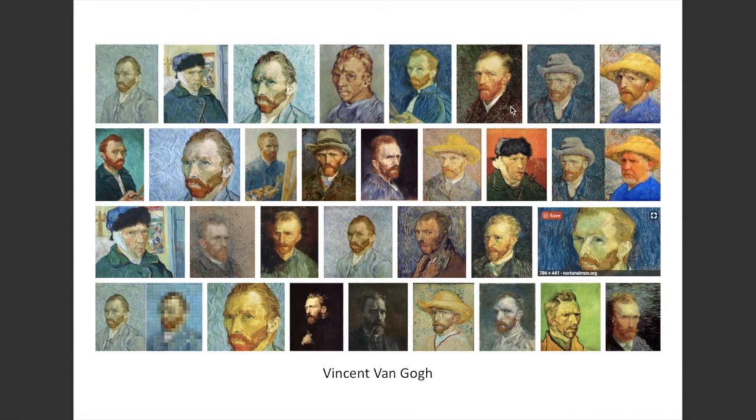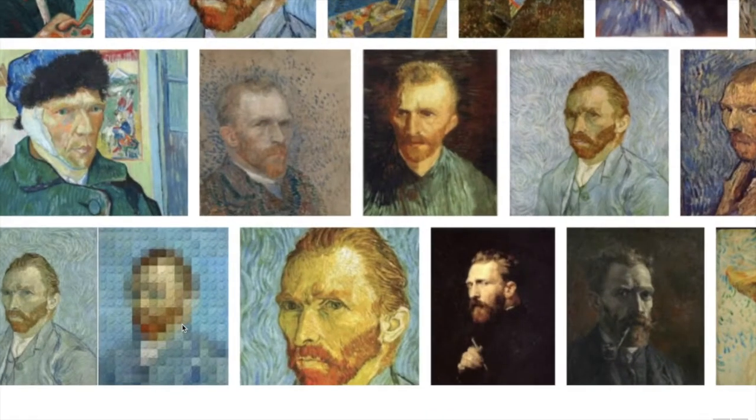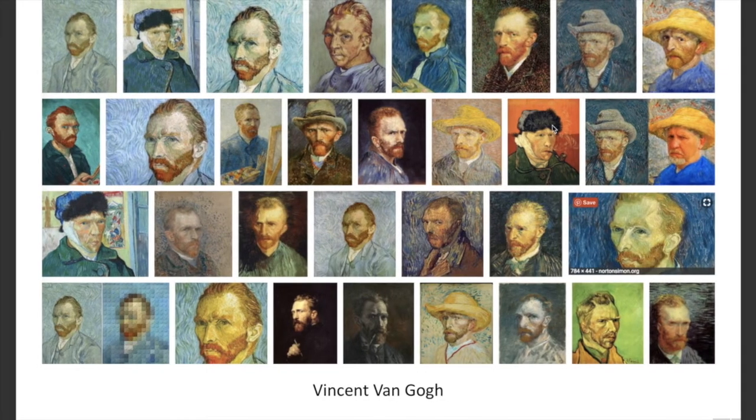Another artist that's very interested in self-portraiture is Van Gogh, Vincent van Gogh. These were all done by Van Gogh, except this Lego one. Van Gogh didn't do Legos. Or this one on the right. This is a photograph inspired by Van Gogh. But all these other ones are done by Van Gogh.